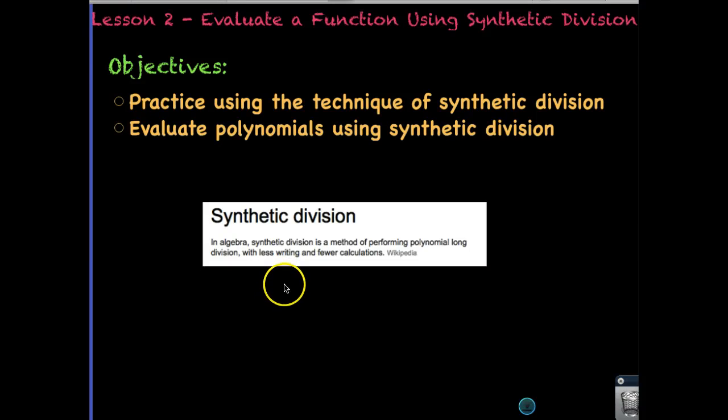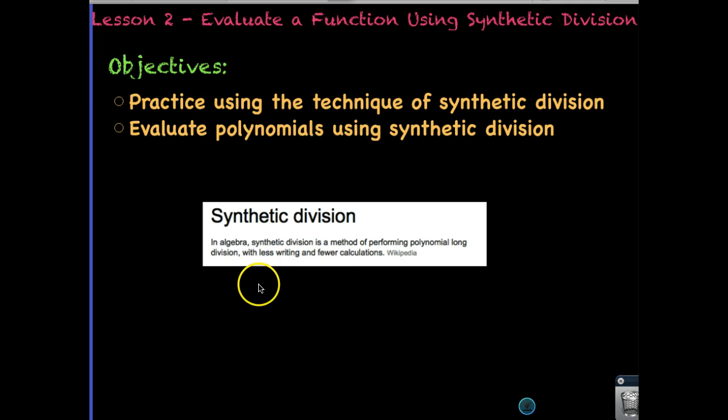Welcome to Lesson 2. Today you're going to learn how to evaluate a function using synthetic division. We haven't talked about synthetic division yet, but we are going to use that to help us to evaluate. And then in the next lesson we are actually going to divide polynomials using this technique. So our objectives are to practice using the technique of synthetic division in order to evaluate polynomials with that technique.